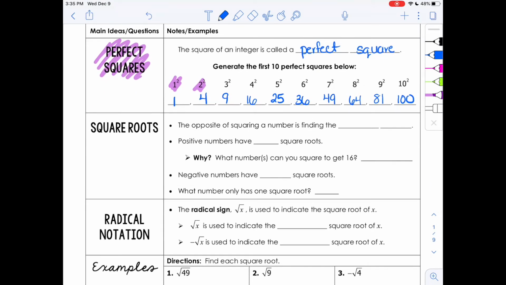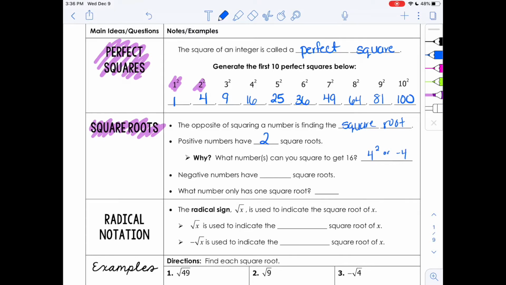So the opposite of squaring something is to find the square root. The opposite of squaring a number is finding the square root. Positive numbers have 2 square roots because if you think about it, what numbers can you square and get 16? Well, you could say 4 squared because 4 times 4 is 16. Or you could say negative 4 squared because negative 4 times negative 4 is also 16.